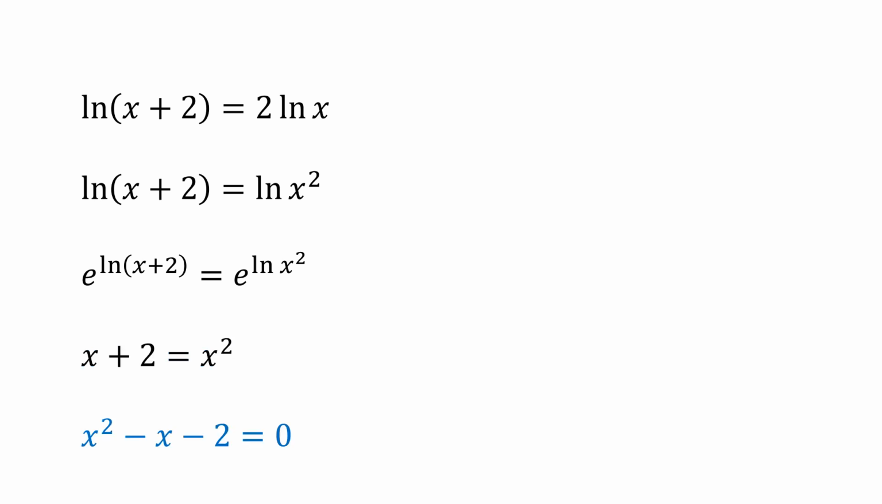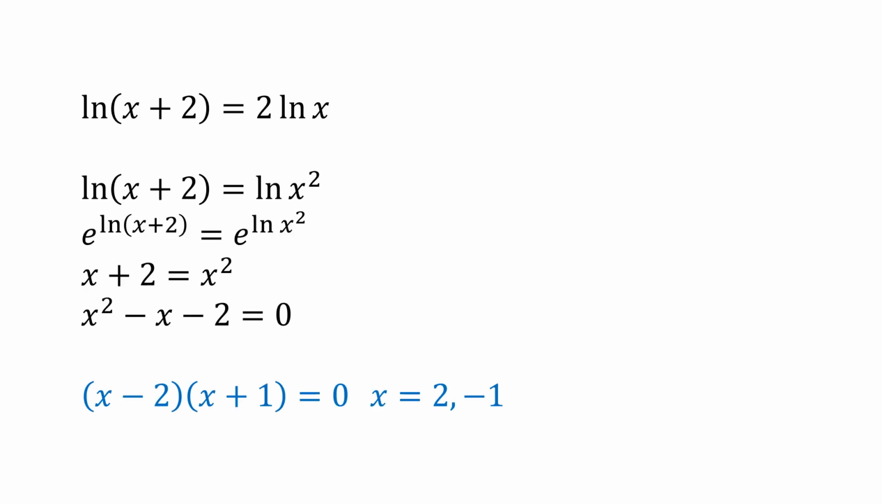Simple quadratic. So we solve a quadratic. x squared minus x minus 2 equals 0. In this one, since this is a demonstration of logarithms, there's no point in getting messy with the quadratic formula, so I chose something that would factor. So we get x minus 2 times x plus 1 equals 0, giving us x equals 2 and x equals negative 1.